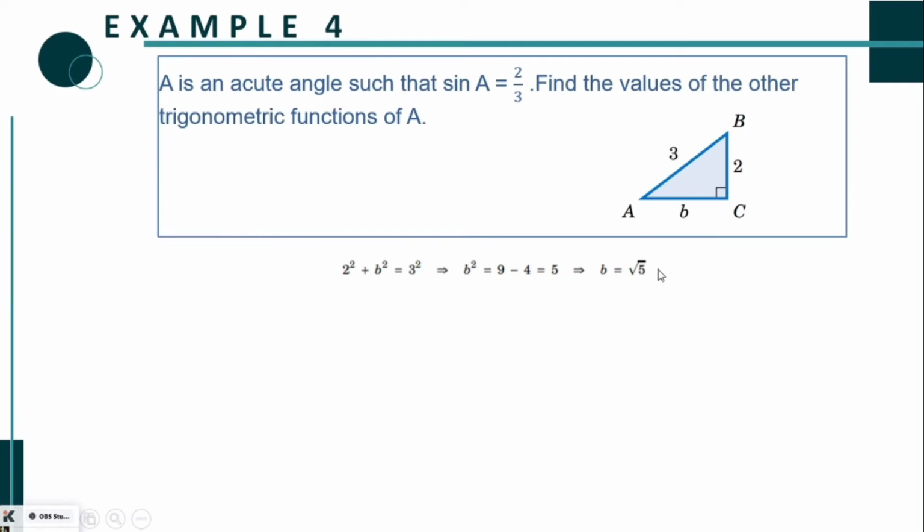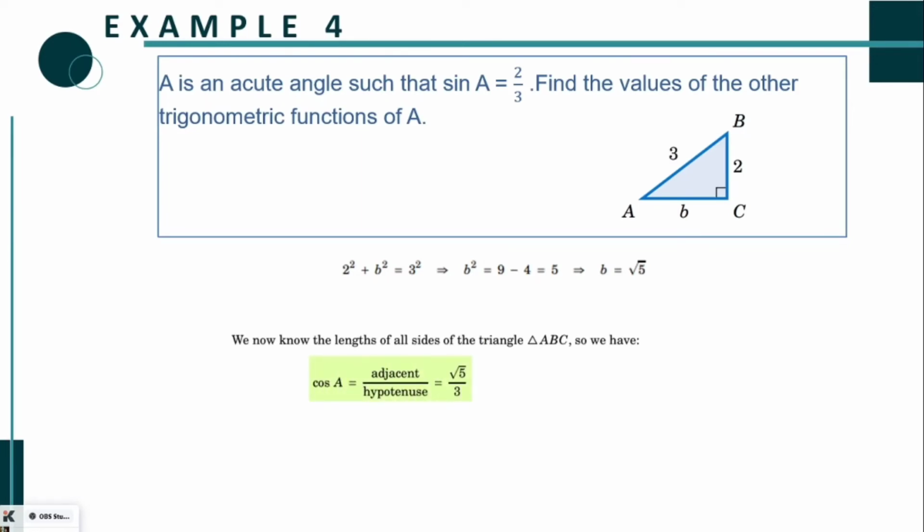And so B is square root of 5. And since we already have the lengths of all the sides of the triangle, we can now find the values of the other trigonometric functions of angle A. So we have cosine A, that's adjacent over hypotenuse. The adjacent side of A is B, which is square root of 5, and the hypotenuse is 3. So square root of 5 over 3.